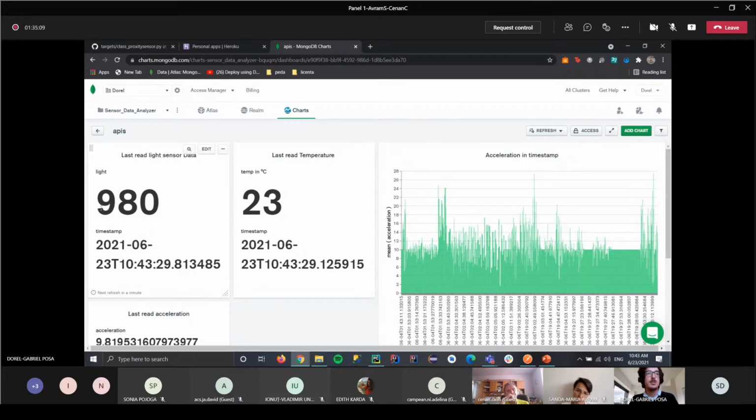Okay, currently light is at 980 lumen, temperature is 23 degrees Celsius. And if I cover up the light sensor and we refresh it again, it should display a much smaller value here. And that's it. Thanks for your attention, and I'm open to questions.